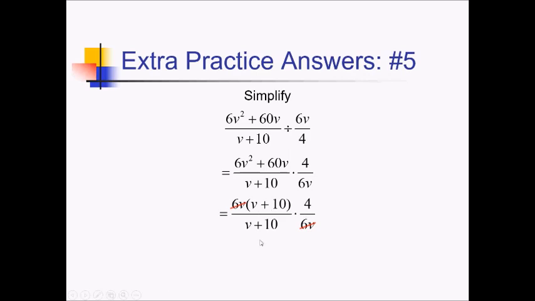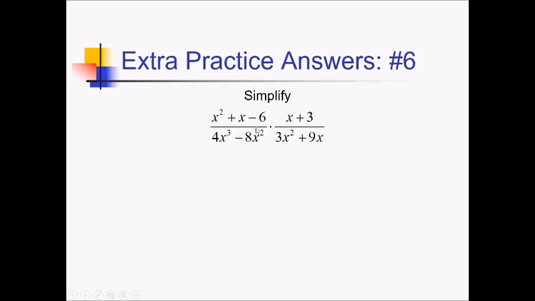And now these v plus 10s are in the same fraction, so those would cancel no matter what. And what's left? Well, I have a 4 in the numerator and an invisible 1 in the denominator, so that's just 4 over 1, or just simply 4.